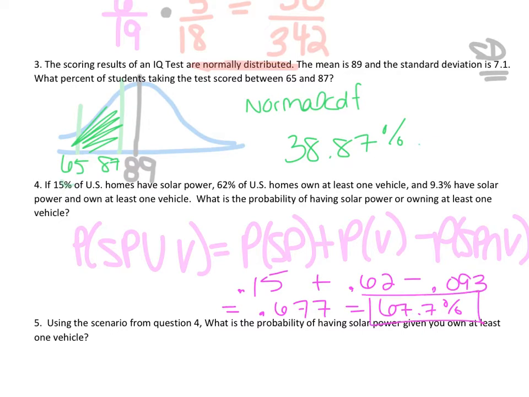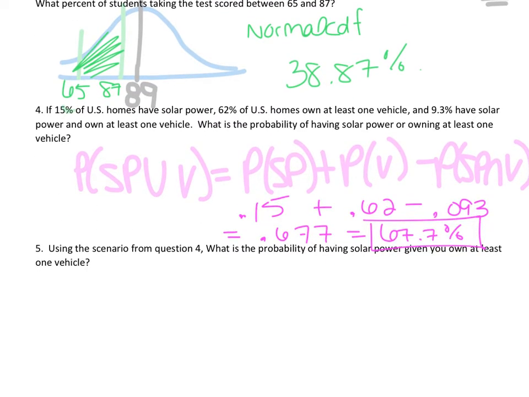So they say, using the same scenario from question 4, what's the probability of having solar power given we have at least one vehicle?